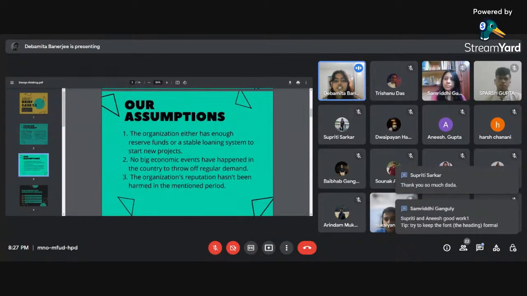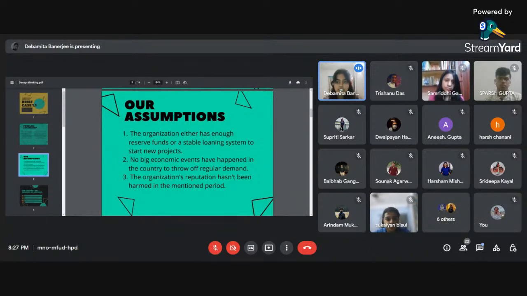So before we move any further, we'll state our assumptions. Our first assumption is that the organization has enough reserves or a stable loaning system so that they can start on new projects. Whatever projects we'll be proposing, they'll be able to start on them. They have enough funds. Second assumption would be no big economic events have happened in the time period we're considering here, so that would not bring the demand down. And third of all, from 2018 to 2020, nothing has happened that might have hampered the organization's reputation, which might cause a decline in the people that visit the museum.